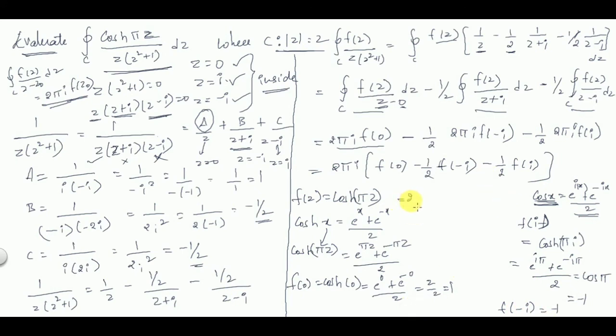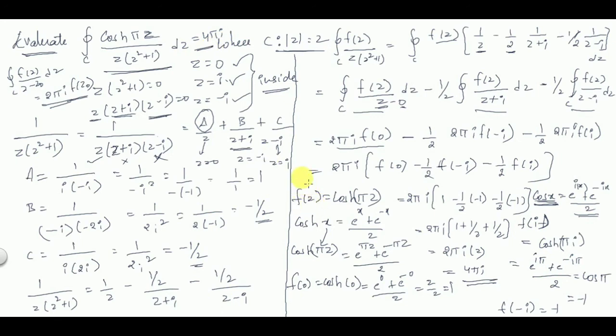Just substituting those values here: 2πi into f(0), which is 1, minus 1/2 into f(−i), which is −1, minus 1/2 into f(i), which is −1 again. So 2πi into (1 + 1/2 + 1/2). 1 + 1/2 + 1/2 is 2, so 2πi into 2. The final answer is 4πi. So the value of this integral is 4πi.